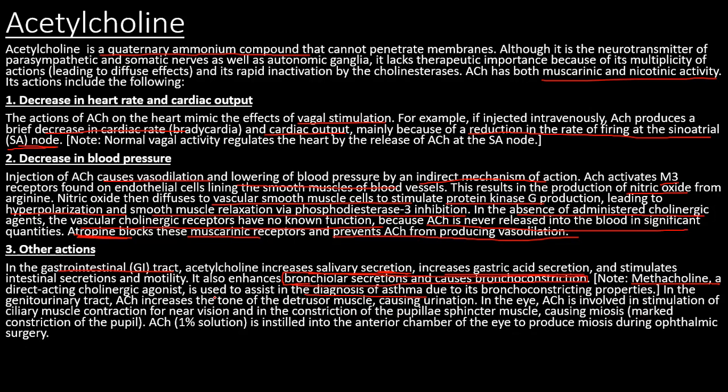Now, in the genitourinary tract, acetylcholine increases the tone of the detrusor muscle, so it causes detrusor muscle contraction, causing urination. Now, in the eye, it is involved in the stimulation of ciliary muscle contraction for near vision, and constriction of the pupillary sphincter muscle causing constriction of the pupil, that is miosis. So it is a miotic agent. Also, it is instilled in the anterior chamber of the eye to produce miosis during ophthalmic surgery.